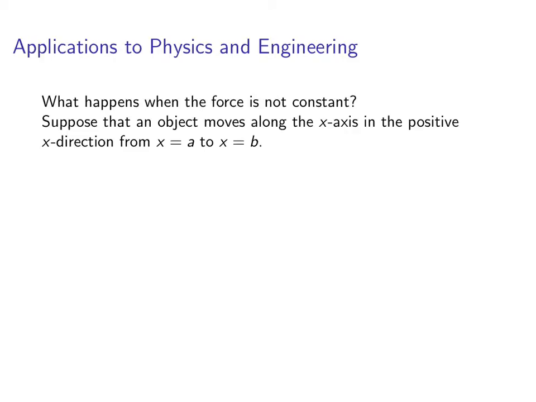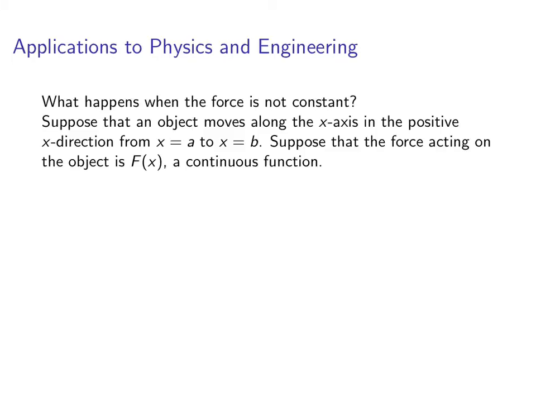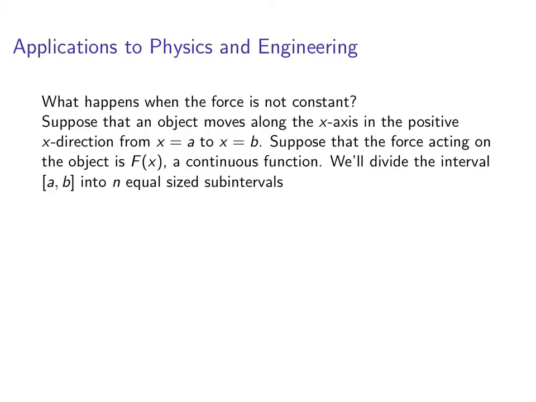So we'll suppose that an object moves along the x-axis in the positive direction from x equals a to x equals b. And that there's a force that's acting on this object. That force is f of x, and we'll just say that that's a continuous function. Now we're going to play our usual game.